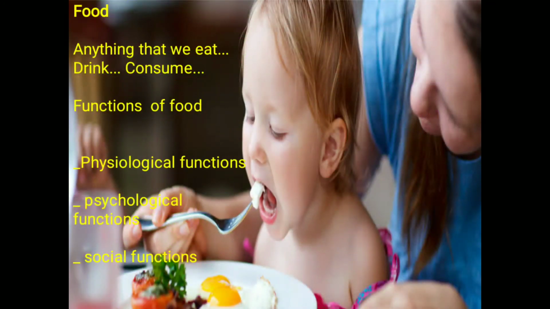See, I already told you what food is. Food is the basic necessity of life, and it is anything that we eat or drink, that we consume. So it first gets consumed, then it gets digested, then it gets assimilated in the body to provide the nutrients, and hence it keeps us very well. Okay, so we have to read the functions of food. Basically, we have three major functions of food: the physiological function, the psychological function, and the social function.